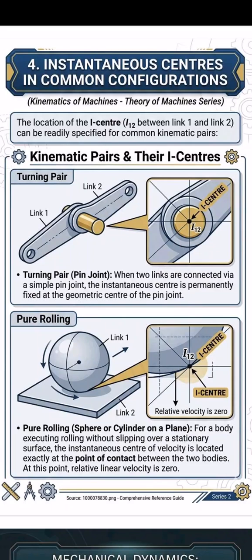Pure rolling, sphere or cylinder on a cylinder or on a plane. For a body executing rolling without slipping over a stationary surface, the instantaneous center of velocity is located exactly at the point of contact between the two bodies. At this point, relative linear velocity is zero.